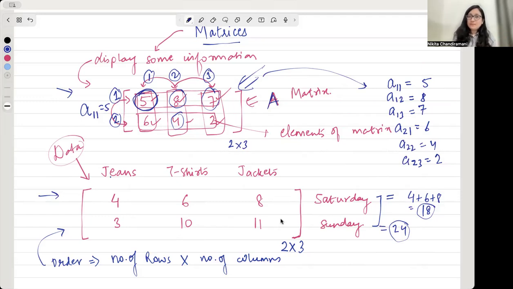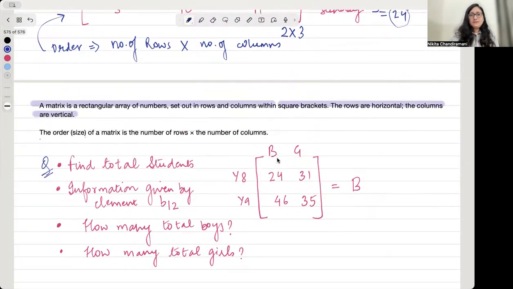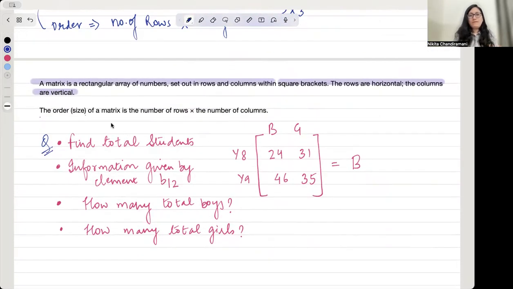This is how we grab the information from a given matrix, right? So this was a very basic session on matrix. Now we are going to check out some questions. So here I've written some information for you to just cope up with matrix.